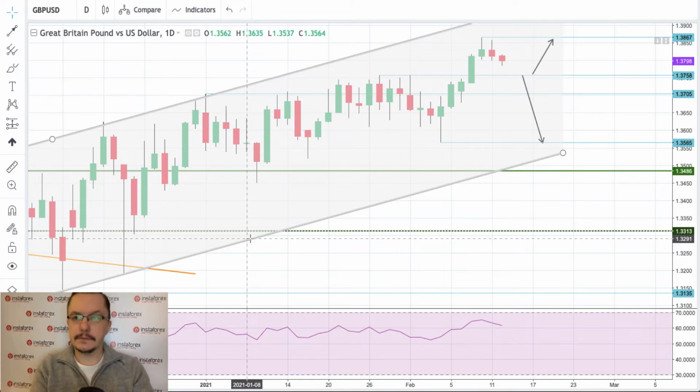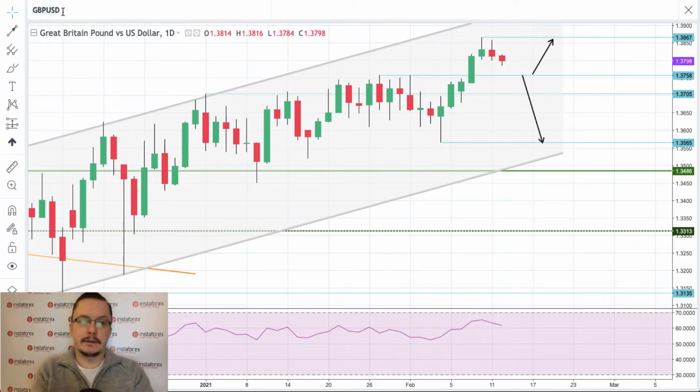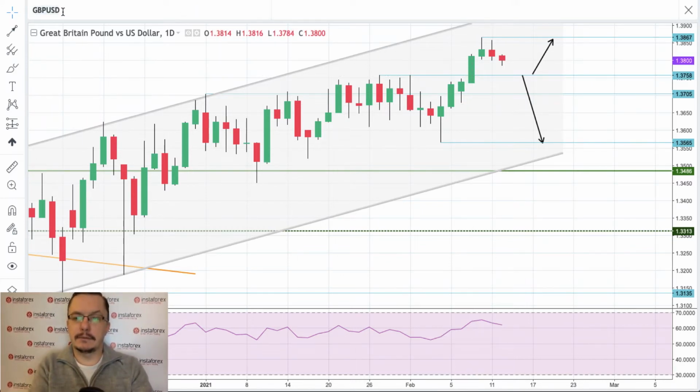So please pay attention to the current developments on the British pound. It looks like the market wants to test some sort of technical support to see whether this uptrend will go up despite the recent data.